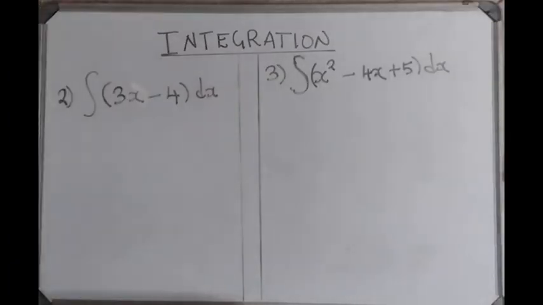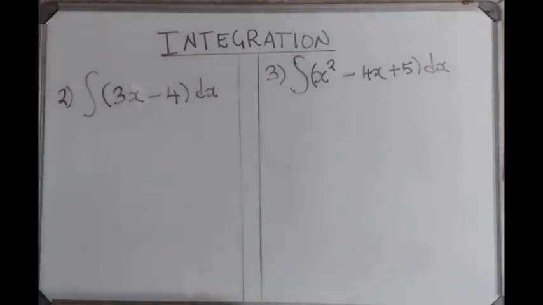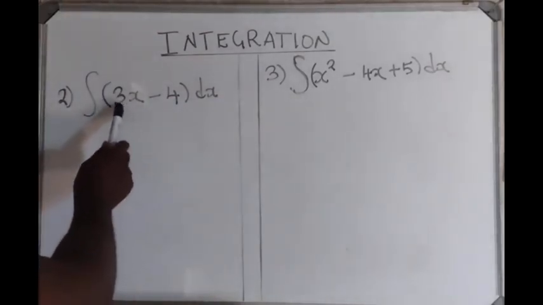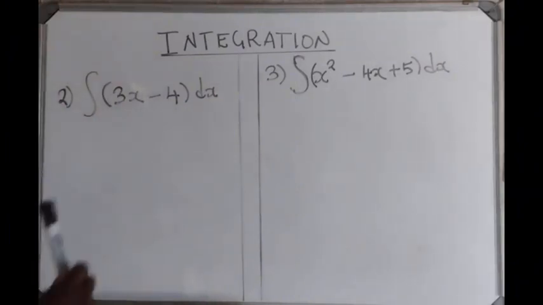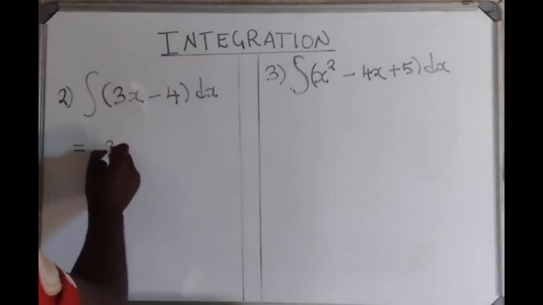All right, we are done looking at the first question under the examples. We are now coming to question 2. When we are done, we move on to question 3. So integrate 3x minus 4, with respect to x. So how can we integrate this? I hope that we understand the basic principles and rules that we need to follow when integrating the indefinite integrals.